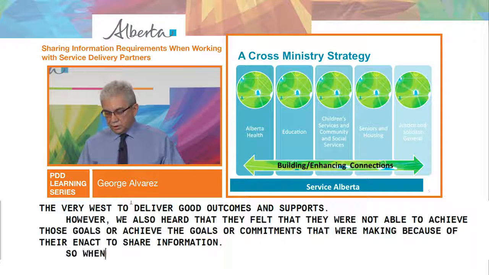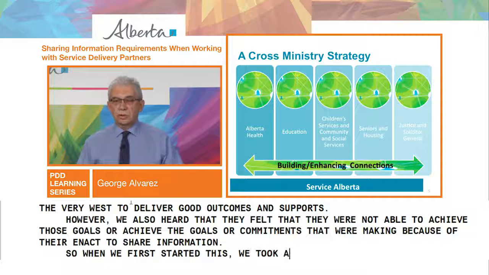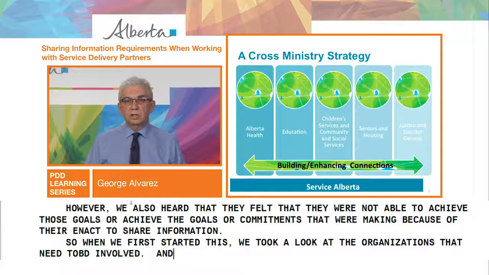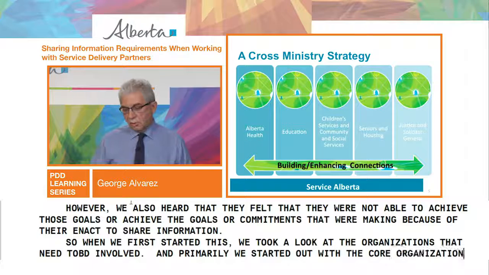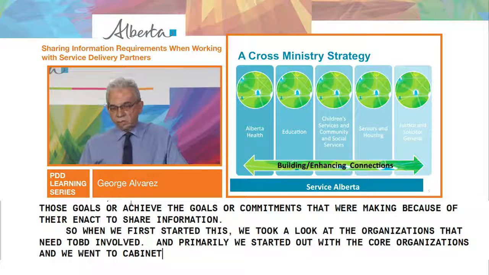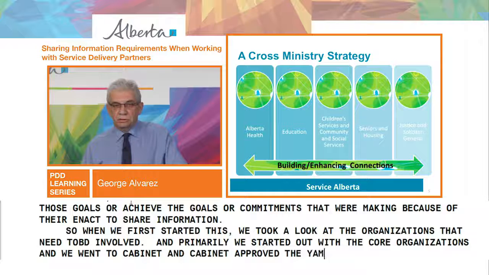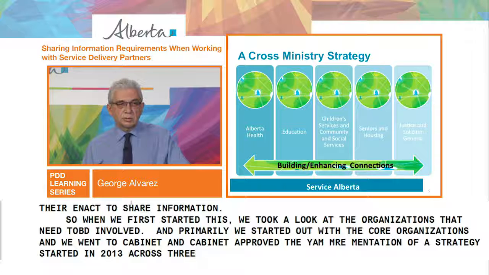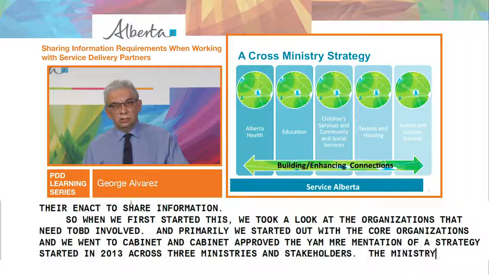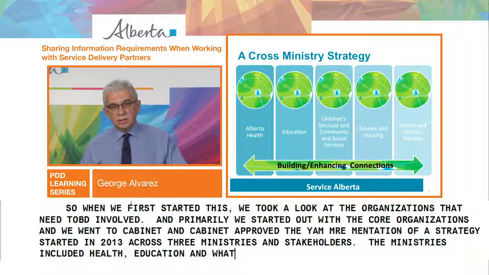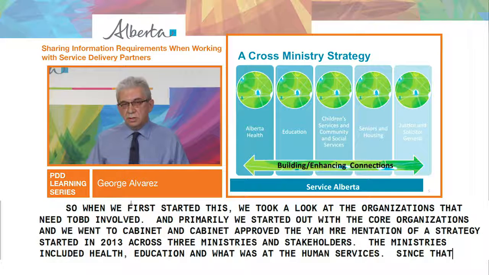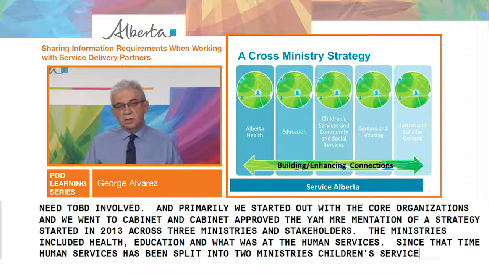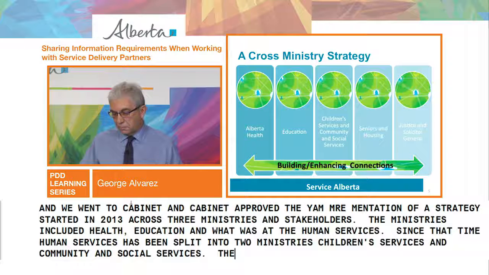So when we first started this, we took a look at the organizations that needed to be involved. And primarily, we started out with the core organizations, and we went to Cabinet, and Cabinet approved the implementation of a strategy, starting in a phased approach in 2013, across 3 ministries and their stakeholders. Those ministries included health, education, and what was at the time human services. Since that time, human services has been split into 2 ministries, children's services and community and social services. But the programs remain the same, and the commitment to work together remains the same.